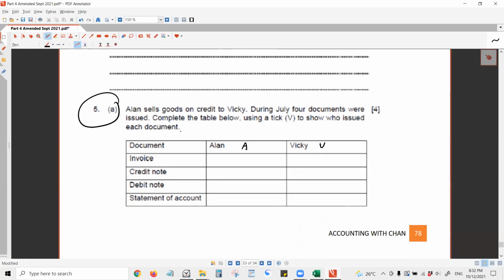So they ask you who sent each document, right? They ask you who sent each document. You have to know who is Alan, who is Vicky. Otherwise, you would do wrongly. So Alan is supplier, Vicky is customer.